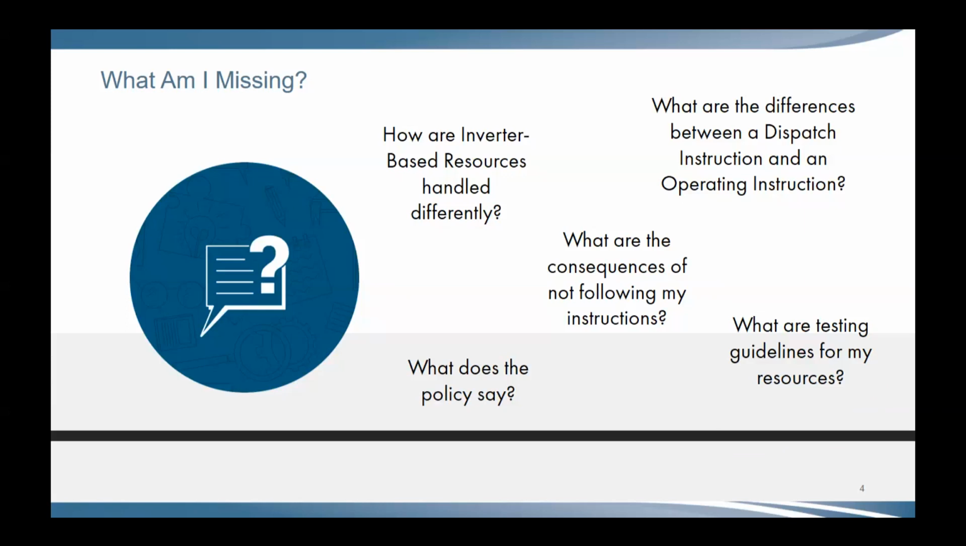What do the policies say about how you're supposed to respond to dispatch and operating instructions? What are the guidelines that you need to be using for testing of your resources? And then what are the consequences for not following the instructions as they're given? We'll be going through all of that in today's training.